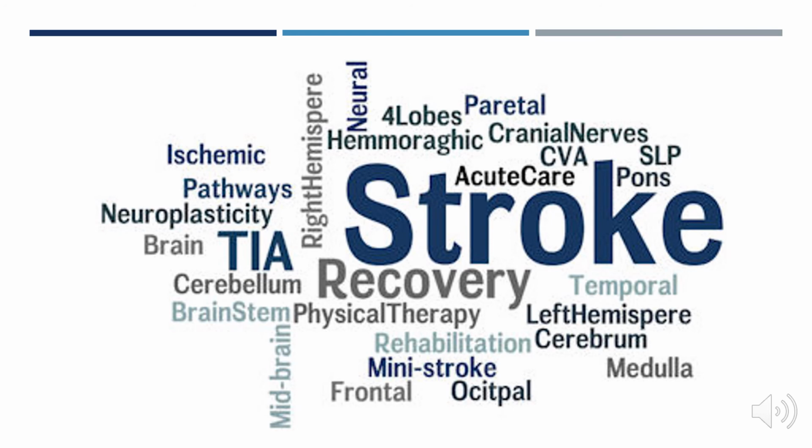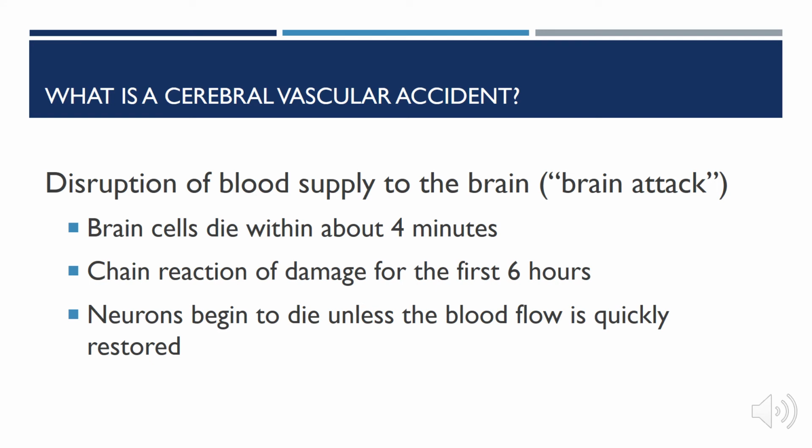Next, we're going to look at strokes. So what is a CVA? It's a disruption of blood supply to the brain, a brain attack. Brain cells die within about 4 minutes of lack of nutrients and oxygen. A chain reaction of damage occurs within the first 6 hours, and neurons begin to die unless blood flow is quickly restored.